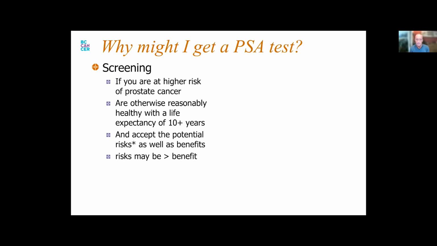So for screening, if you are at higher risk of prostate cancer, then you may be more attracted by screening. So if you have a family history, for example, and you should be reasonably healthy with about a 10-year life expectancy, because the PSA detects cancers typically many years before there are any other signs. And even an untreated prostate cancer rarely causes significant problems within 5 years. So that's roughly where the 10 years comes from.